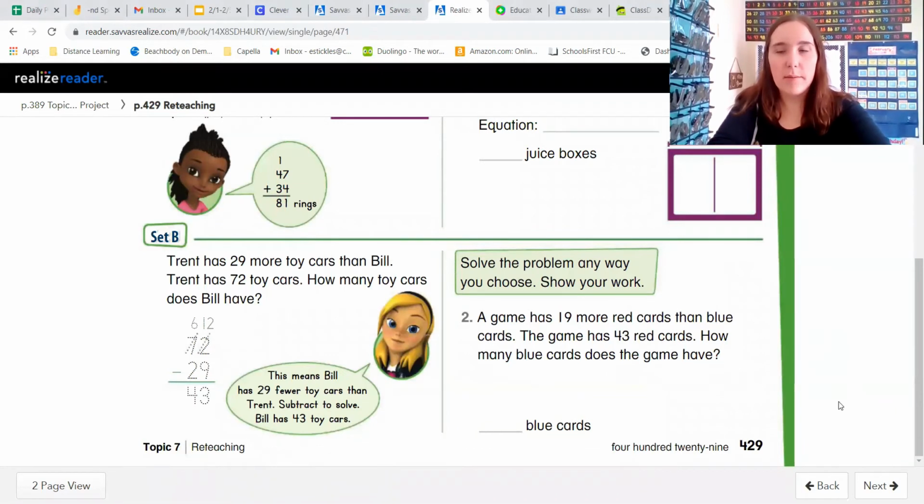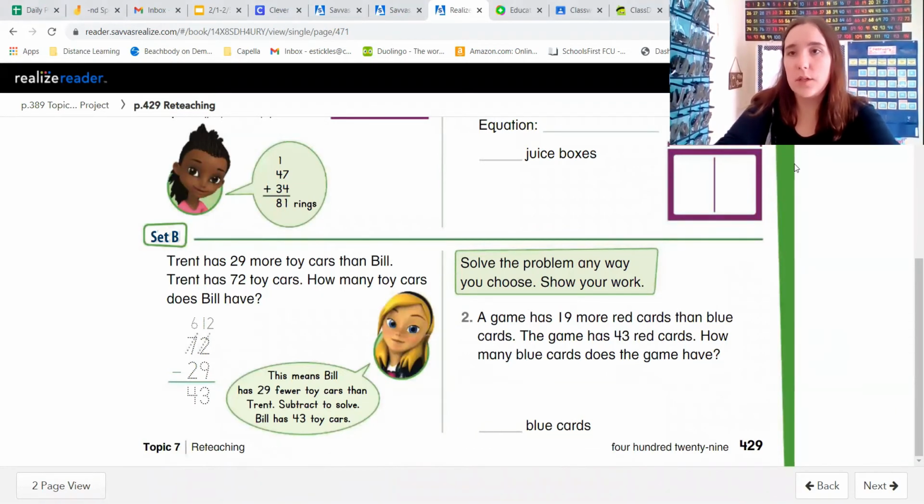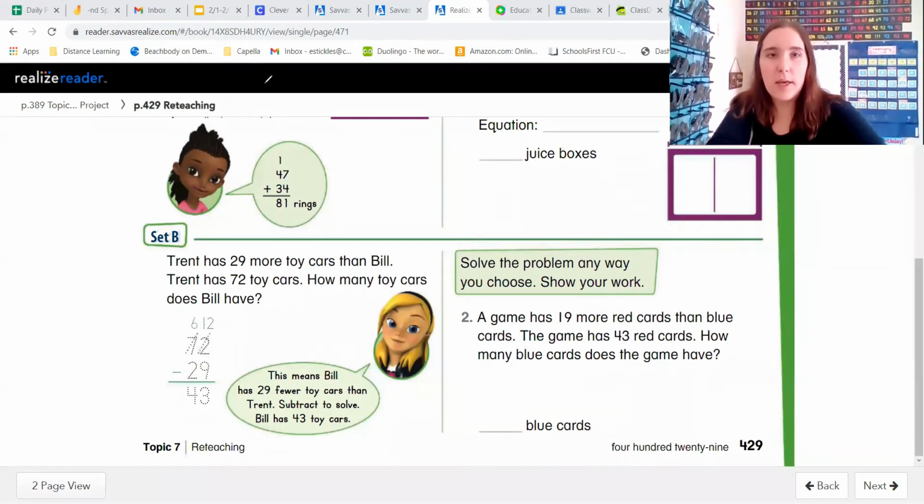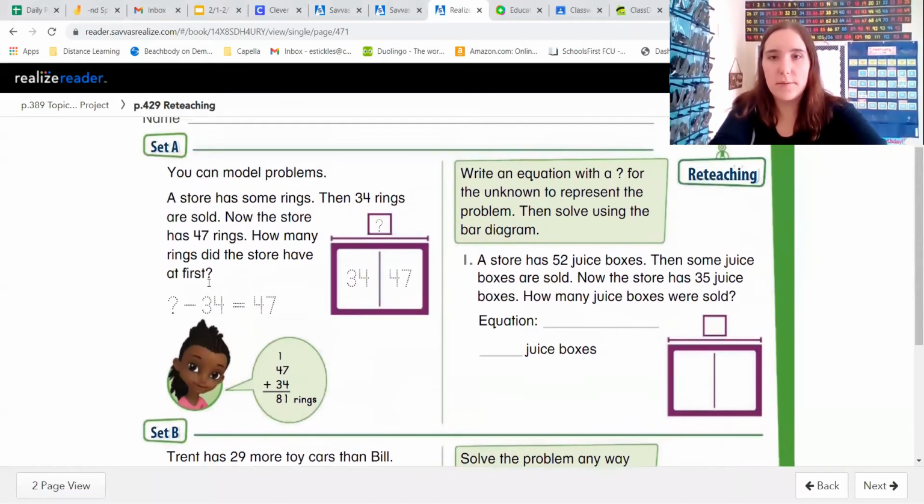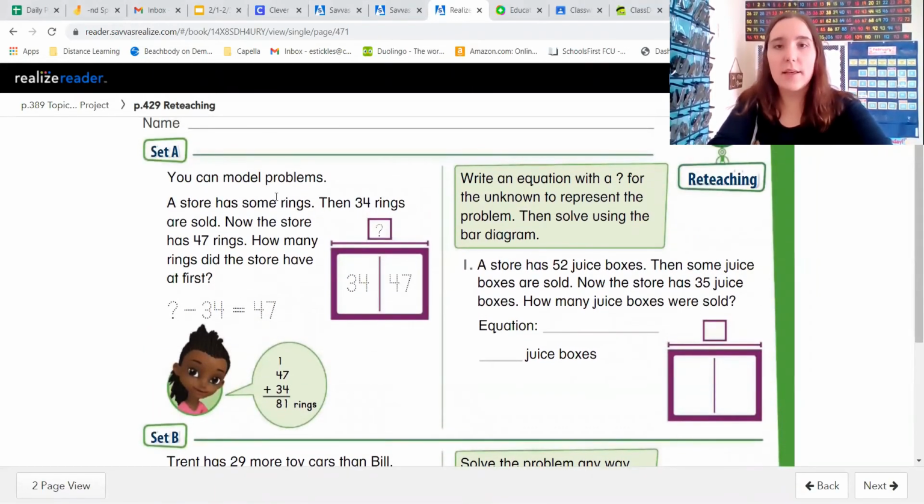Okay, so I am in my workbook. I'm on page 429. So pause me if you need to go and get your workbook and turn to page 429. But if you are ready to go, we're going to get started. So we're going to look at some of the problems on the left side of our pages, and we're going to solve some of the problems on the right side of our pages, okay? But let's take a peek at the left side first.